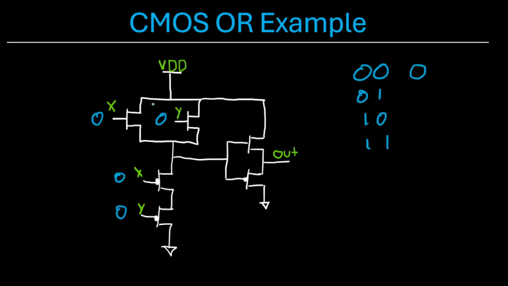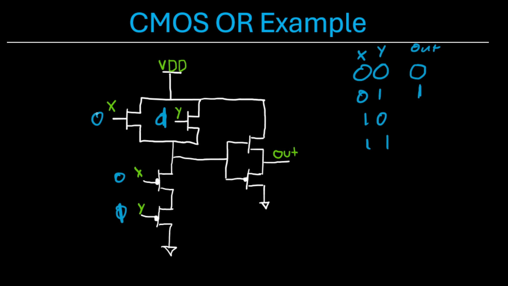Now if we do 0, 1, where I guess I should label X, Y, out. So if Y is 1, this transistor's off, this transistor's on, this transistor's off, this one's on, which connects VDD to this net here, which then goes to the gate of this NMOS, which is then turned on, and that connects your output to VDD, giving you an output of 1.